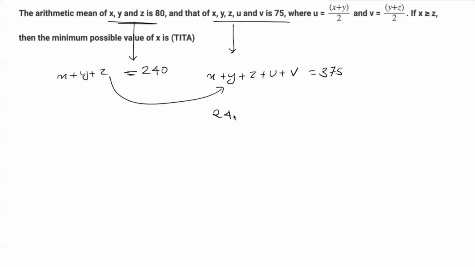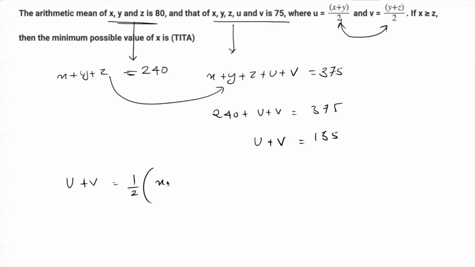I'll get 240 plus u plus v will be 375, giving me u plus v is 375 minus 240. That's 135. All right. Now what I'm going to do, I'm going to add these two equations, right? And I will get u plus v is equal to, you can take half common from both of them, half into x plus y plus z can be written as z plus y, isn't it? Okay, I've simply added these two equations, right?